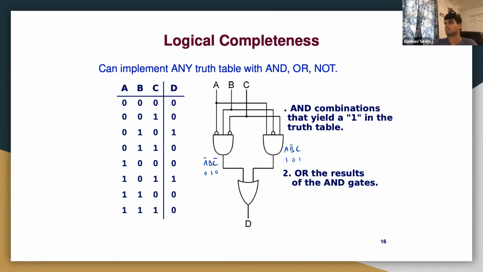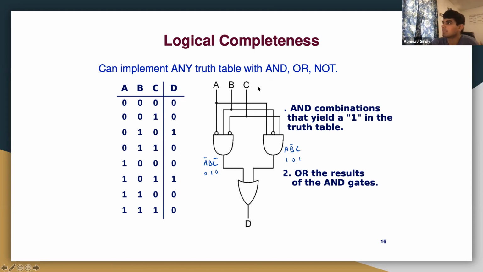So let's talk about logical completeness for a second. We can actually implement any truth table with just AND, OR, and NOT. I have this example truth table and the example circuit here that corresponds to it. Let's go through it and take a look at how it actually does correspond to this truth table. We're just going to verify that it corresponds correctly.